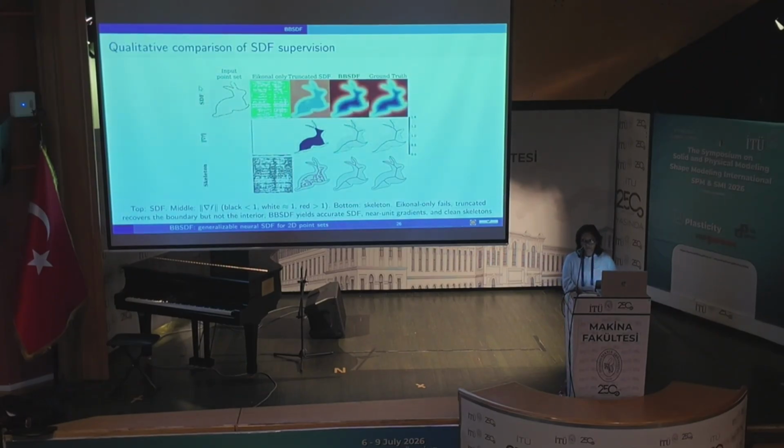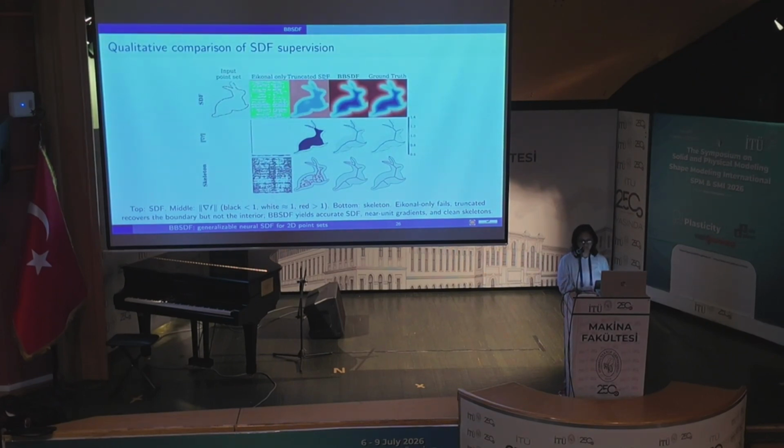This shows the same qualitatively. The truncated SDF focuses on near surface accuracy. So you can see the surface is reconstructed properly, but the interior field is not accurate. While when you use only the eikonal optimizer, the SDF prediction fails.